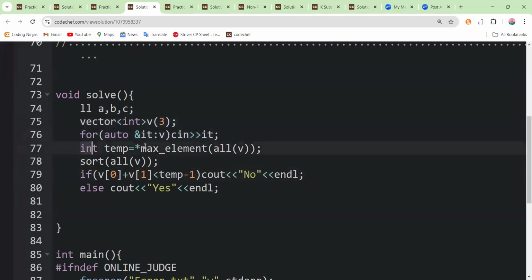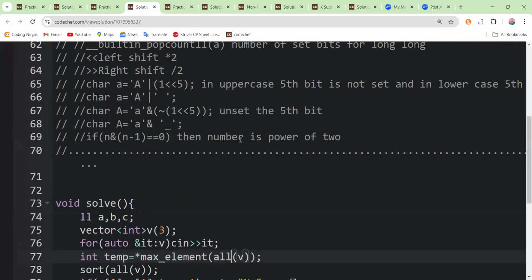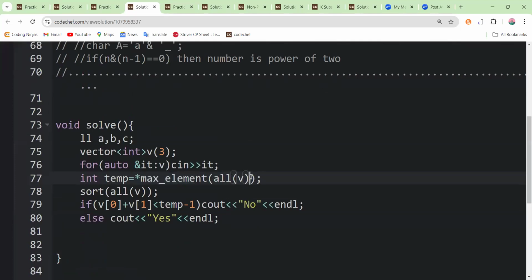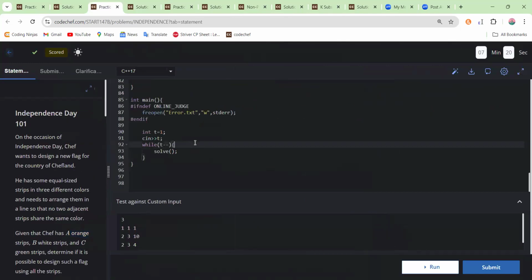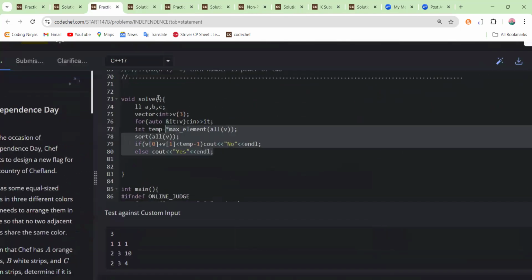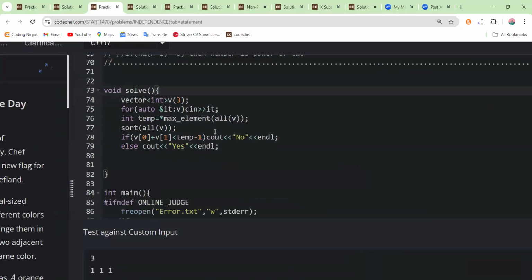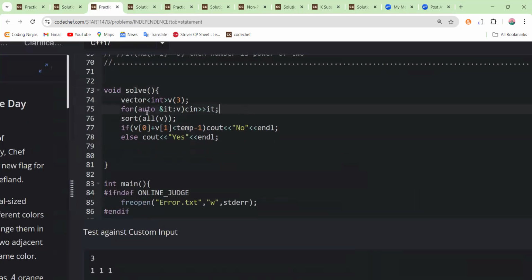77th line. So this is a syntax for getting the maximum value of a vector. Star max element, all V. All I have defined as a template. So all V means V dot begin, comma V dot end. So this is actually a syntax to get the maximum value in a vector. You can anyways write it like this as well. What you can do is you can remove this line. You can take the input and you know that the maximum value is V of 2. So you can replace this term by V of 2 as well. This is also something that is allowed.